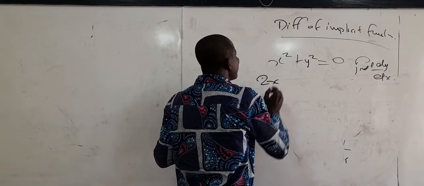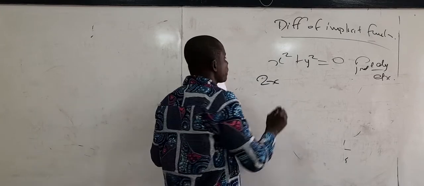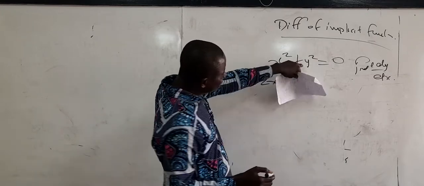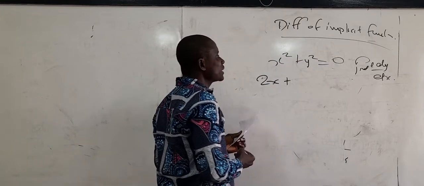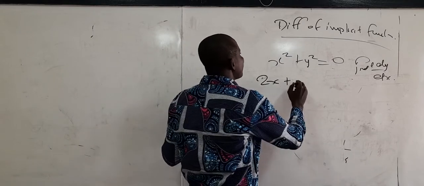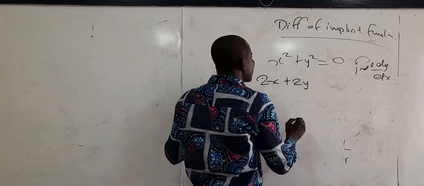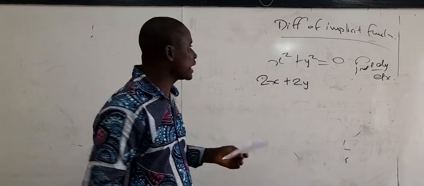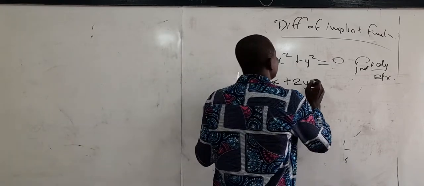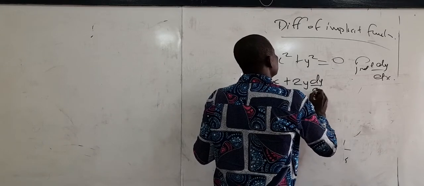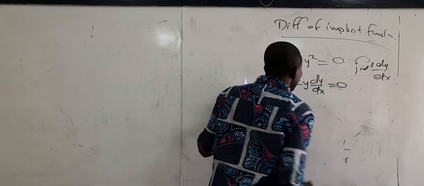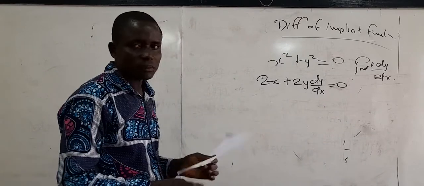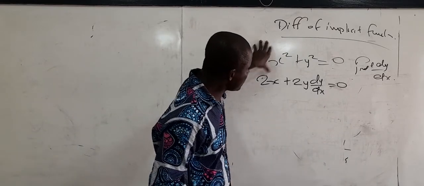If I differentiate x squared separately, I get 2x, and we have already learned that. Plus then we differentiate y squared. It's going to be 2y, but anytime you are differentiating y, attach the dy/dx to what you are doing. So here, 2y dy/dx is equal to 0. I'm repeating: this is x, this is y.